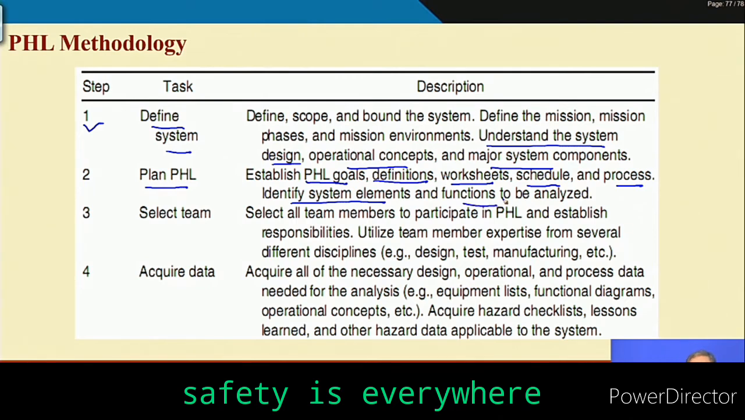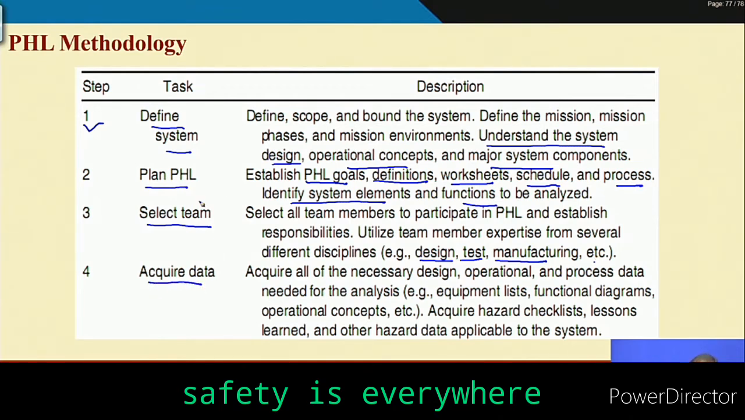Once you have defined the system, then system specific goals, subsystem specific goals. Okay. You may be interested to know only the high severity accidents, then that will be your PHL goal. You may say no, I do not want to leave anything left. So, detailed goal you discuss. Then select team. If you do not have team, you cannot do it. Look, discipline: design, test, manufacturing. So, different discipline people must be there.